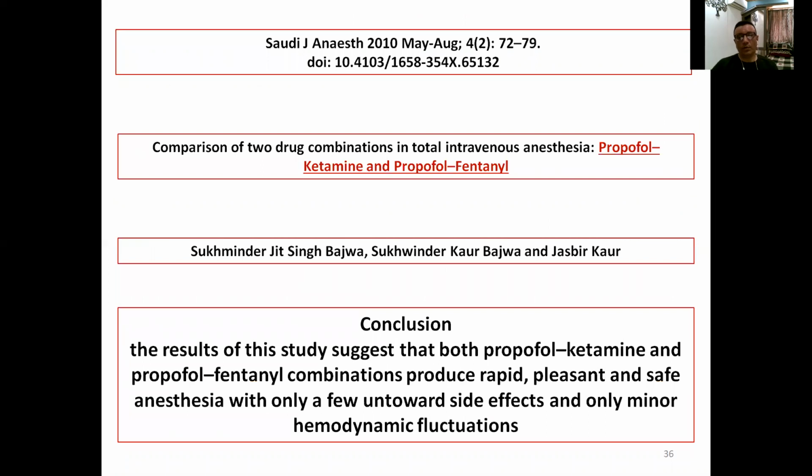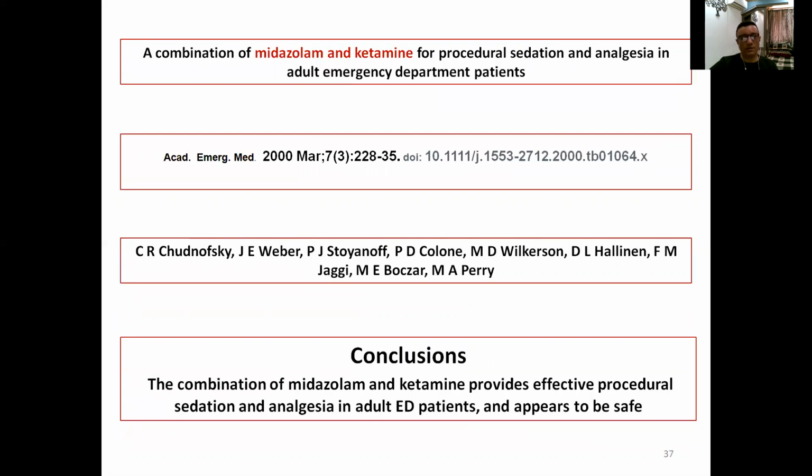Then coming to propofol ketamine and propofol fentanyl, the conclusion was: the result of this study suggests that both propofol ketamine and propofol fentanyl combinations produce rapid, pleasant, and safe anesthesia with only a few untoward side effects and only minor hemodynamic fluctuations. People have also used midazolam and ketamine.